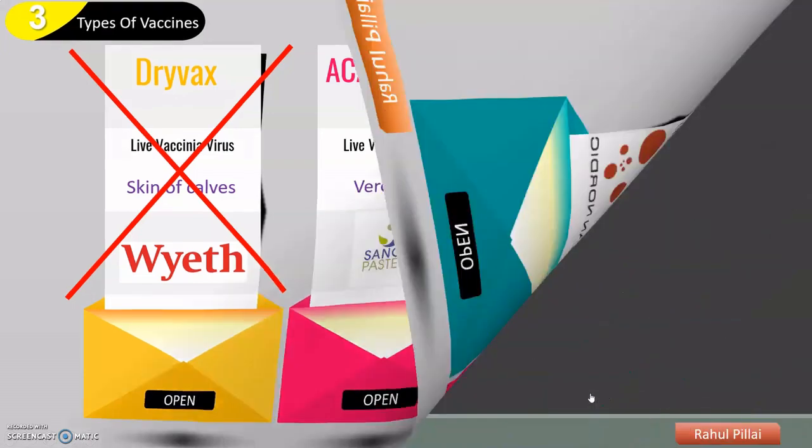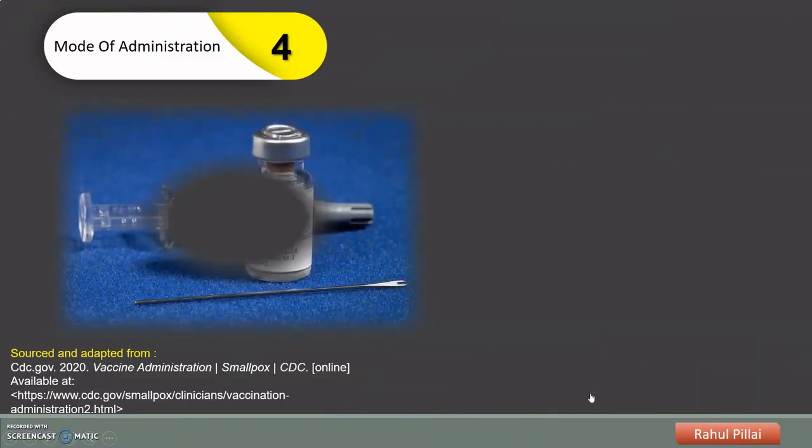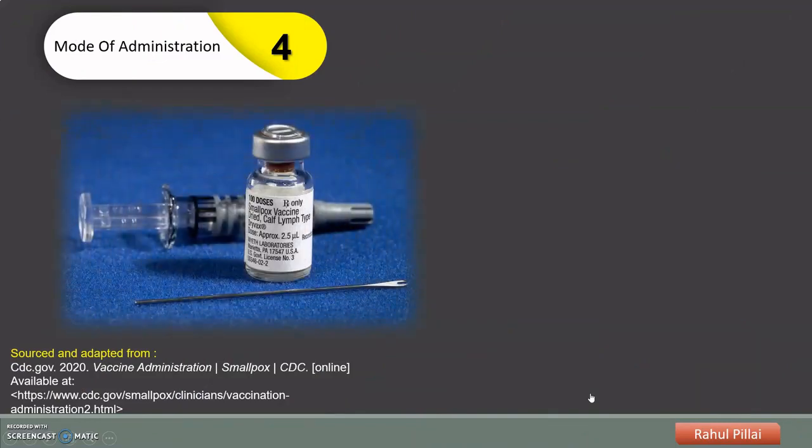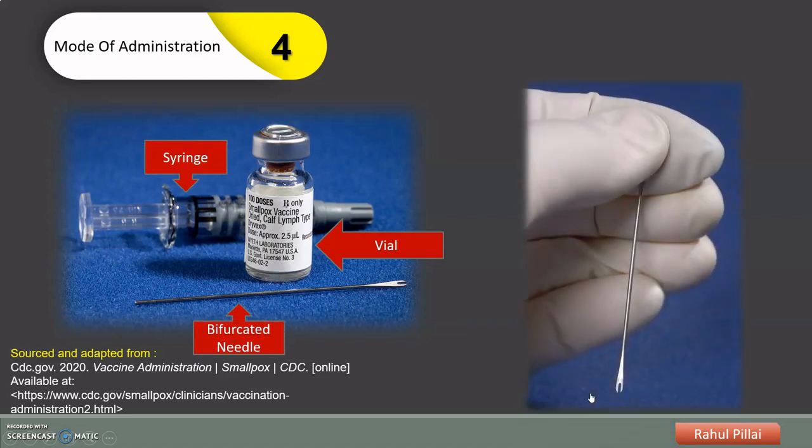Let us now understand the mode of administration of the vaccine. The vaccine kit has three major components: a vial, which consists of lyophilized vaccinia virus, a syringe, which is used to add the diluent and reconstitute the vaccine, and a bifurcated needle, which has two prongs to hold the vaccine dose and puncture the skin to deliver the vaccine.